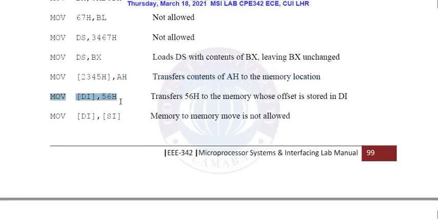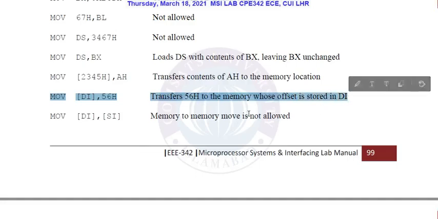Next, MOV [DI], 56. Here you can see a square bracket against the DI, so the value of DI will also be treated as an offset address. So the value 56 will move to that offset address, that physical location which can be generated using that offset address. That 56 will be moved to that memory location.